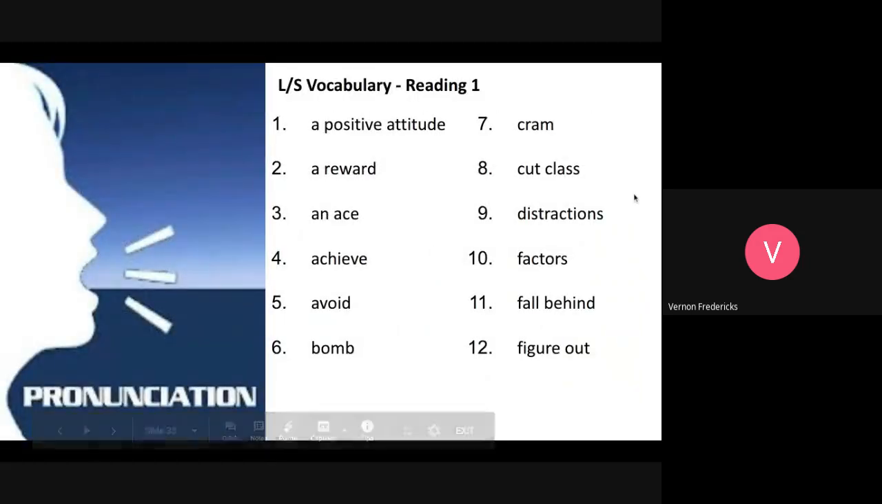Okay, vocabulary, reading 1, listening and speaking. Number one is a positive attitude, being hopeful at all times. A reward is something you get for working hard. Ace means that you get an A plus on an exam. Achieve is getting something you've worked hard on. Avoid is not speaking to somebody, making sure that you don't run into them. Bomb is to fail an exam.